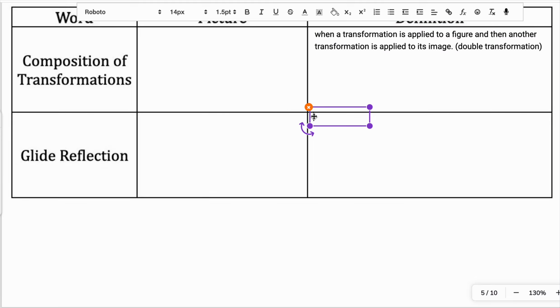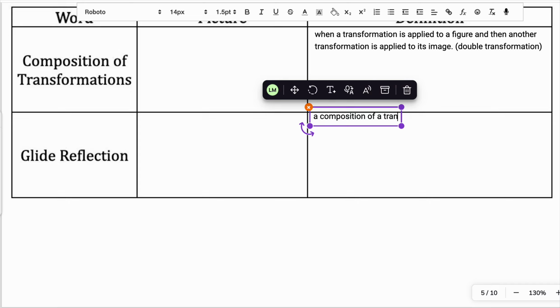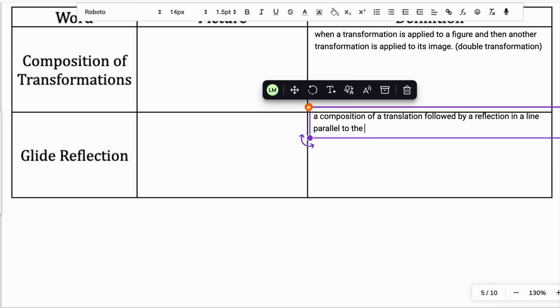The other transformation we're specifically going to talk about today is a glide reflection, and that is when we have a composition of a translation followed by a reflection in a line parallel to the translation vector.